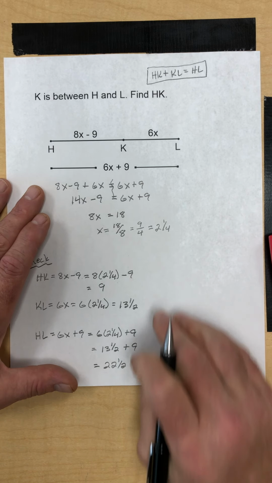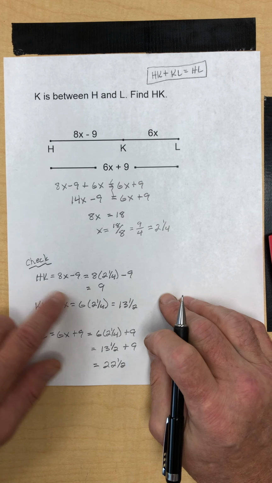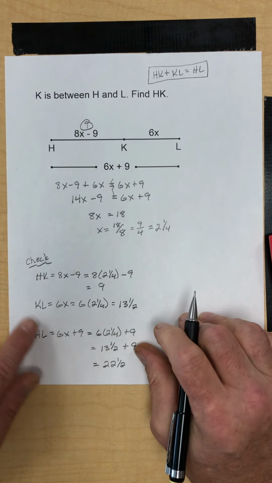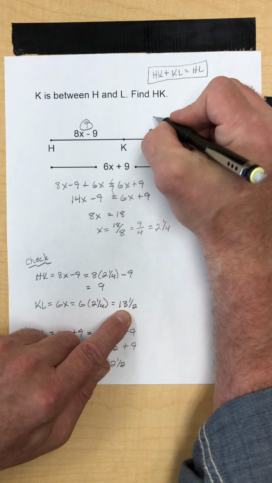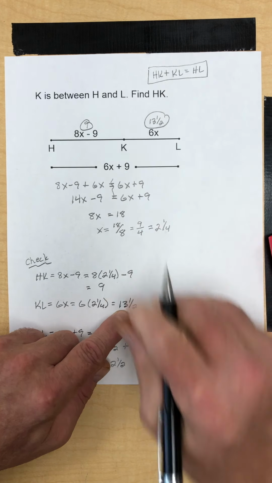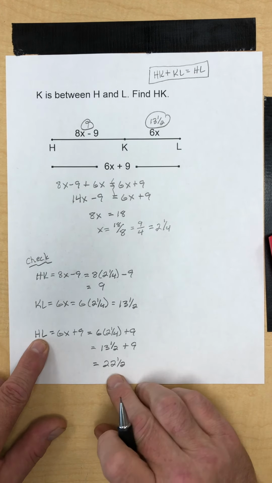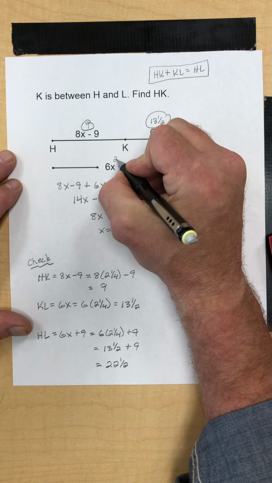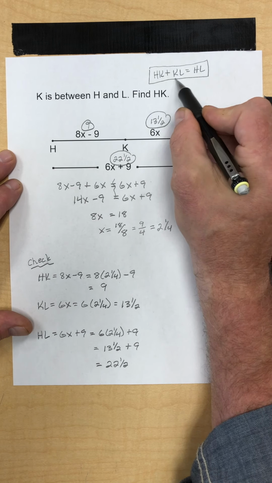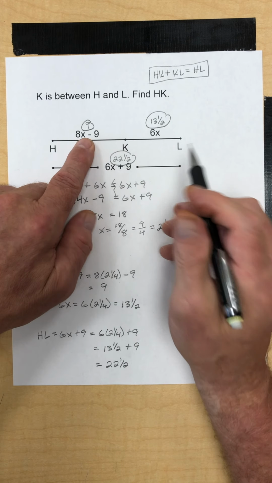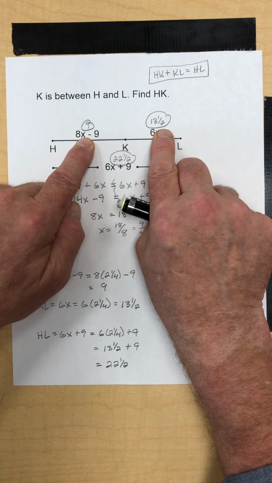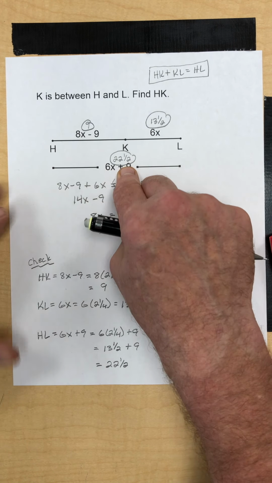Okay, so let's see what happens. Let's see if this works out. So my HK is 9 right there. My KL is 13 and a half right there. And my HL is 22 and a half right here. And so this has to work out. So if I go 9 plus 13 and a half, you can check on your calculator when you add it, you will definitely get 22 and a half. So we're in good shape.